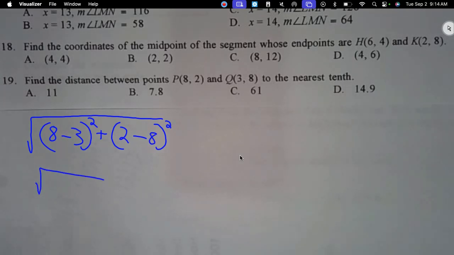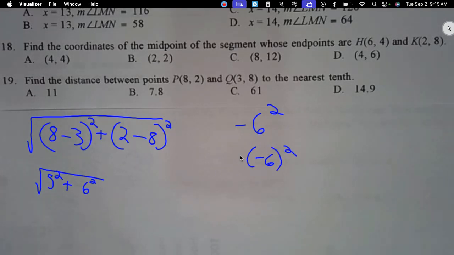Okay. What is 8 minus 3? It's 5 squared. What is 2 minus 8? 6. It's going to be a negative 6. But y'all, I'm not going to write the negative, because what happens when you square a negative? It's going to become what? Positive. But some of y'all kept messing that up with your calculator. Your calculator will not do that right unless you put it in there right. If you type this in your calculator, it's going to give you the wrong answer every time. You have to put it in parentheses if you're going to put it in the calculator.